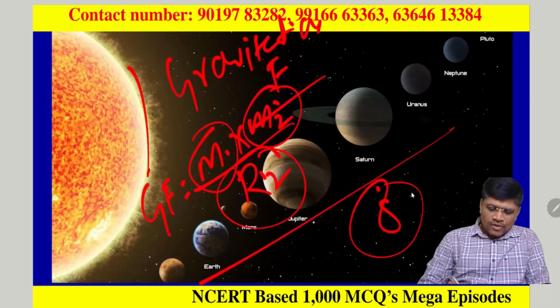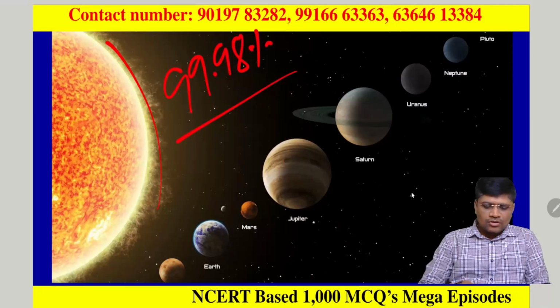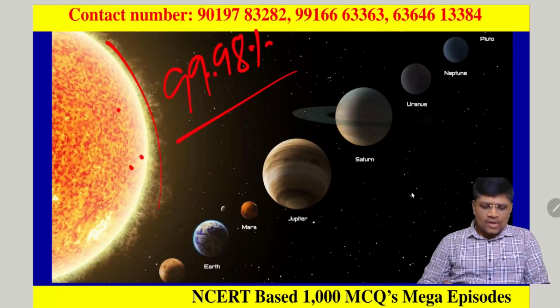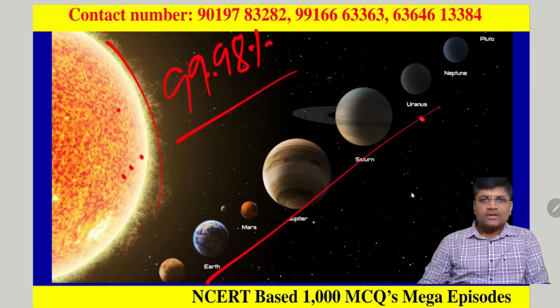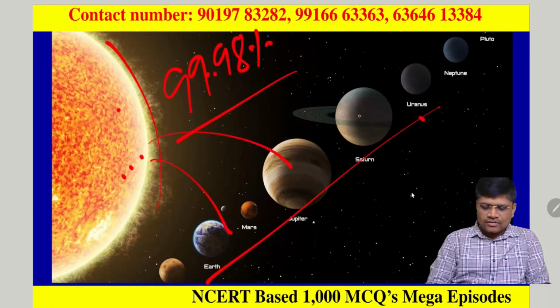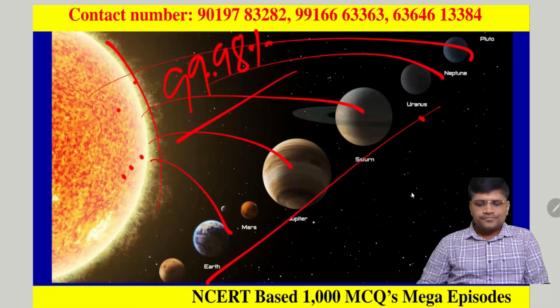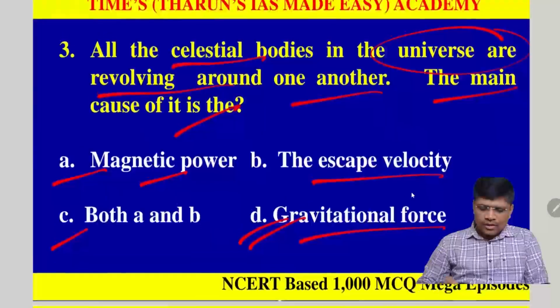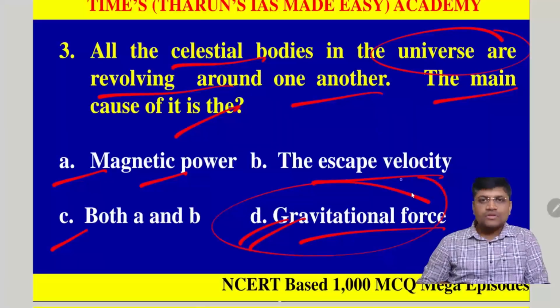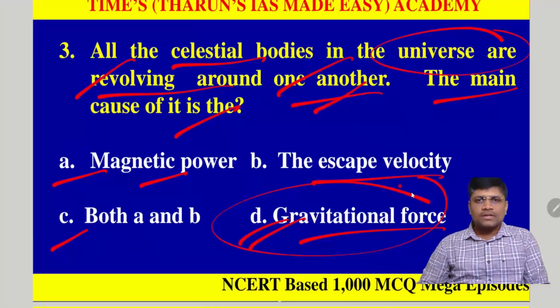Within our solar system, the sun occupies almost 99.98% of the mass. Because of its excess mass, it exerts the highest amount of gravity. Compared to the sun, all our planets are very small in size. That's why they are under the gravitational influence of the sun, so they are revolving around the sun. According to the explanation, because of the gravitational force, all the celestial bodies are revolving around one another.